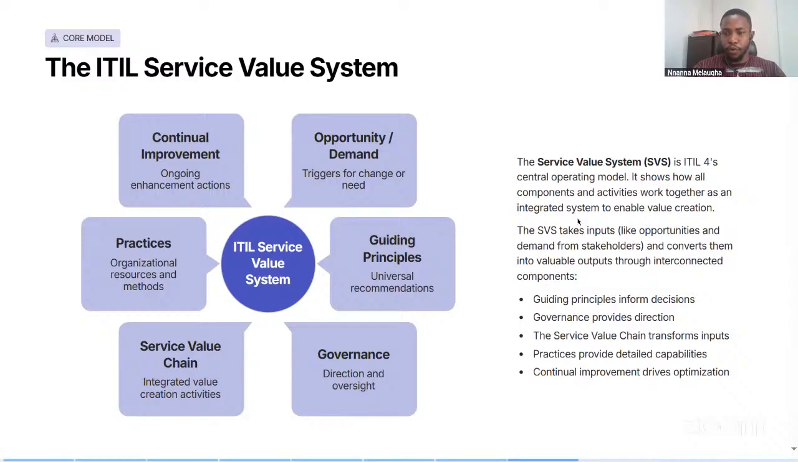It helps transform inputs. We have practices. We have those guidelines, those sets of best practices that you'll be able to use to make life easier for you. You're not starting from scratch. They help assist you, right? Then there's continual improvement that drives optimization. And I believe as time goes on, there are always improvements and additions being made to the ITIL framework.